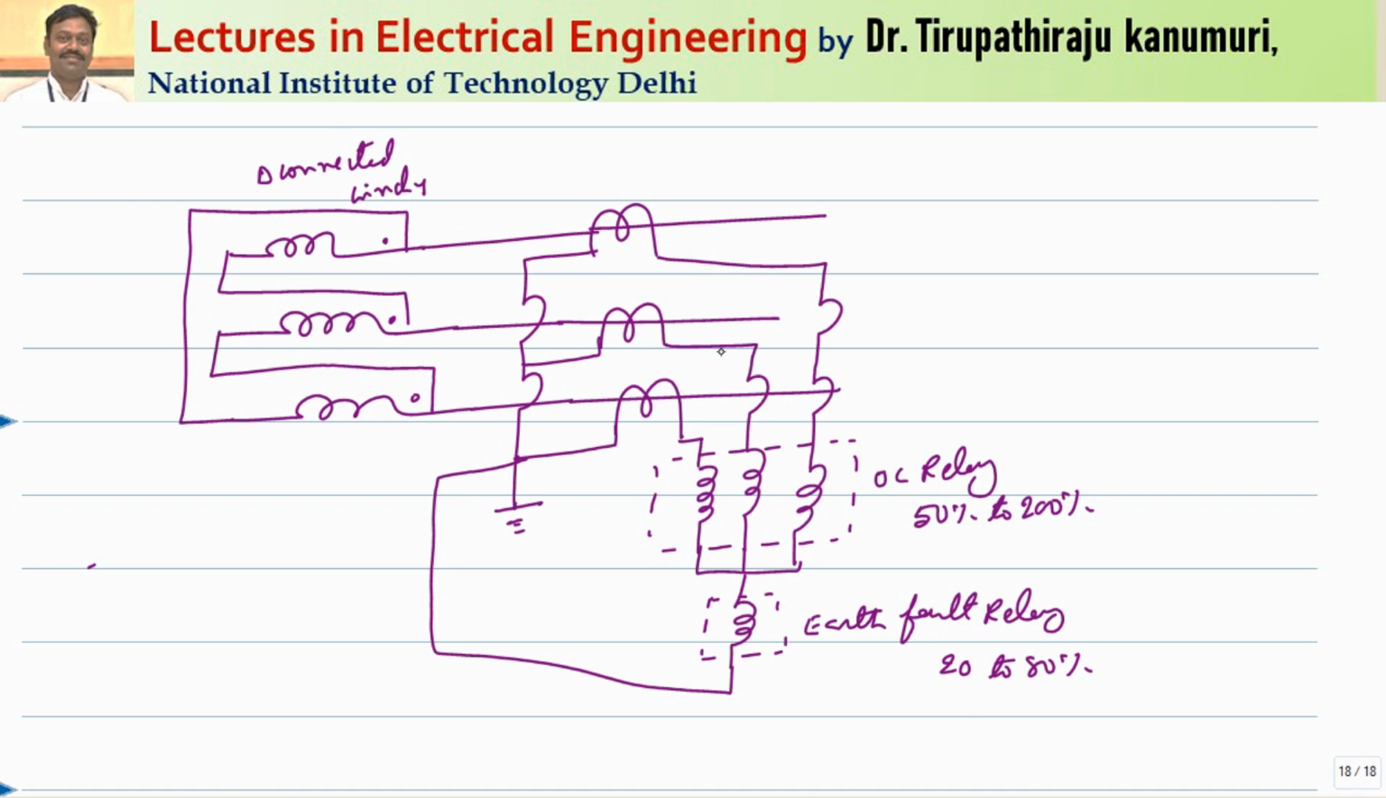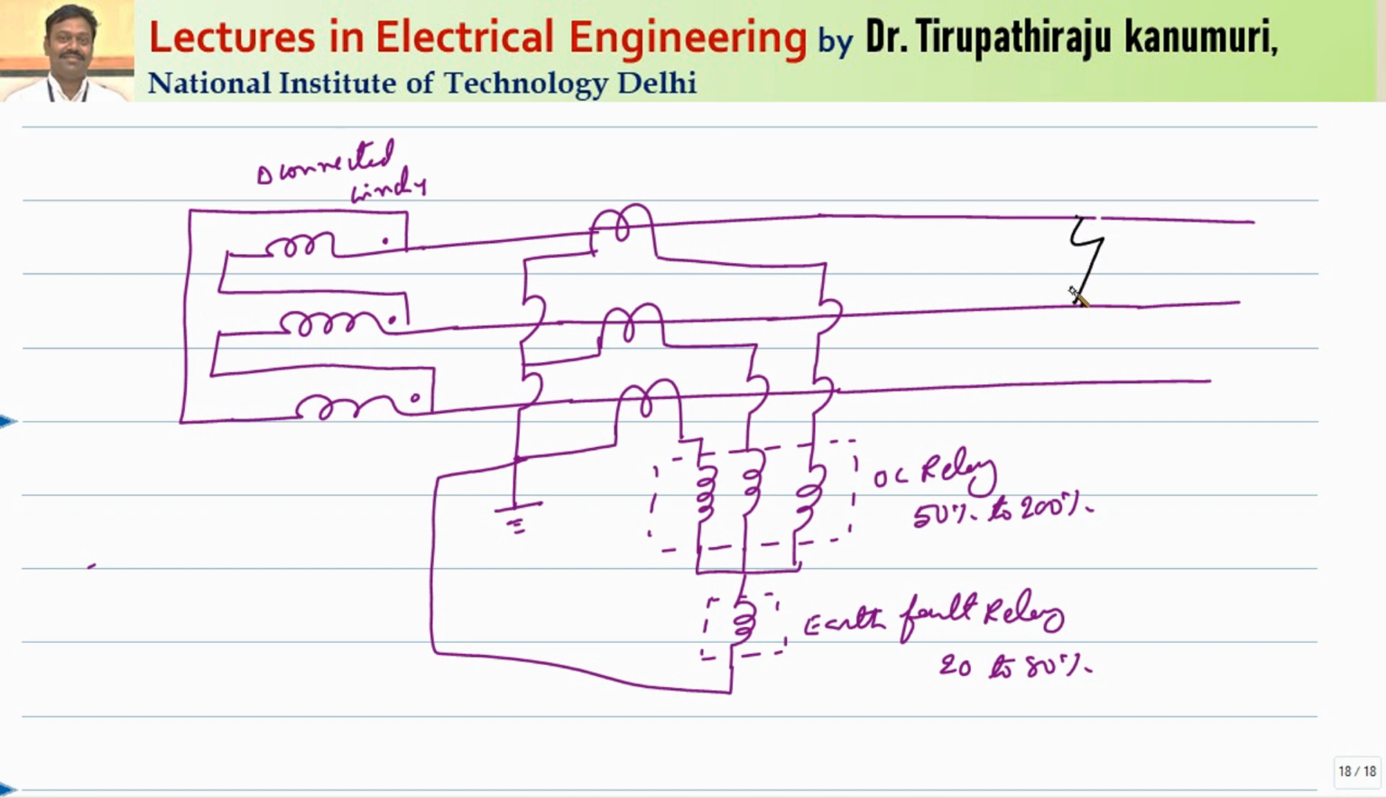Let us see how the working will be. For example, I am taking the transmission line. So this is my transmission line. Let us take the case of some phase fault that has happened in the external circuit, some phase fault has happened here. Whenever the phase fault has happened here, the current in this relay is also affected.